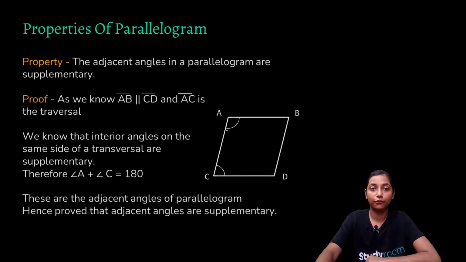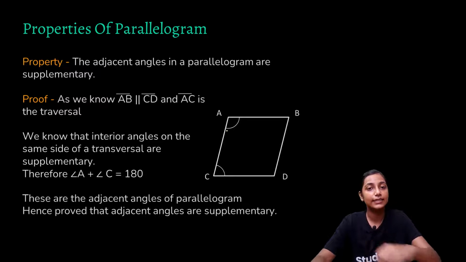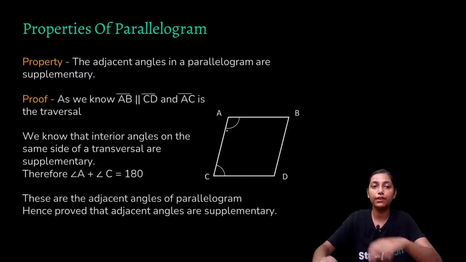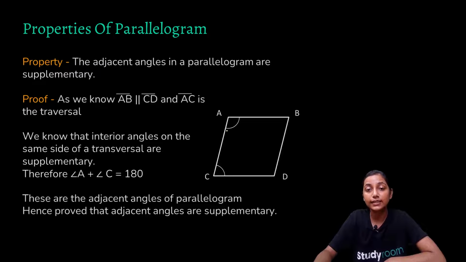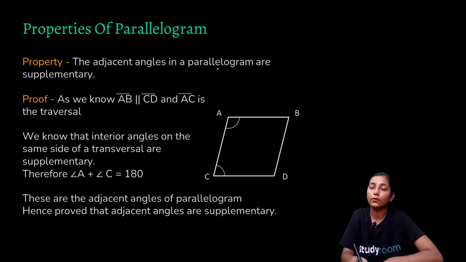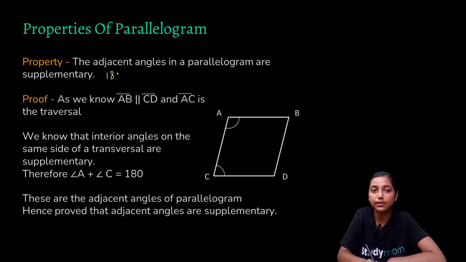Another property of a parallelogram is that the adjacent angles in a parallelogram are supplementary. What is it given? It's given to us that the adjacent angles, the angles that are not opposite, that are together to each other, are supplementary. What does that mean? That their sum is going to be 180 degree. Adjacent angles, A and C, or A and B, or B and D, or D and C, are going to be supplementary.